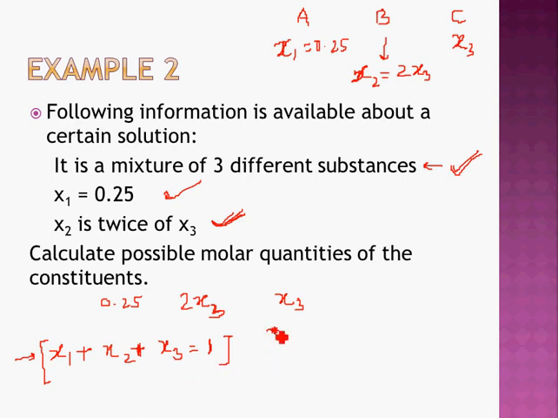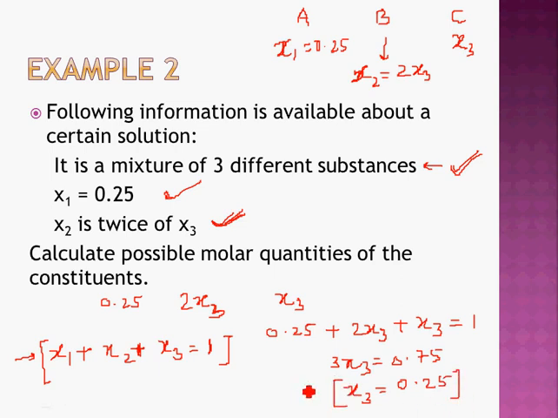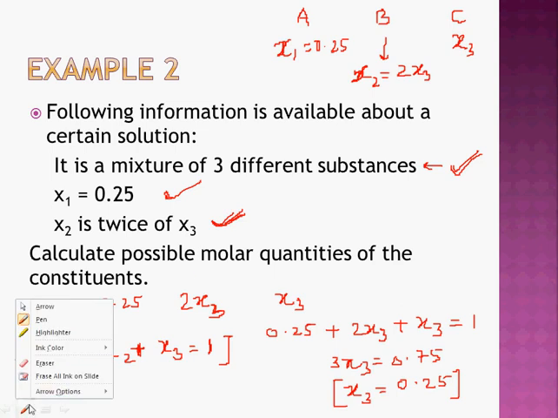x1 is equal to 0.25, x2 is equal to twice of x3, plus x3 is x3, so this is equal to 1. So I can simply solve: 3x3 is equal to 0.75. 0.25 can be taken to the other side, so 1 minus 0.25 is 0.75. So x3 is equal to 0.25. So I have calculated x3. So this basically solves our question.